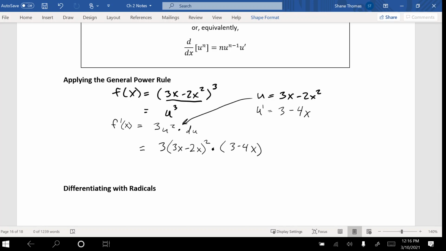Now, is there anything easy we can do there for simplification? Not really, is there? You'd have to distribute and FOIL, and let's just not get into that. We can leave it like that. I'm all right with that.